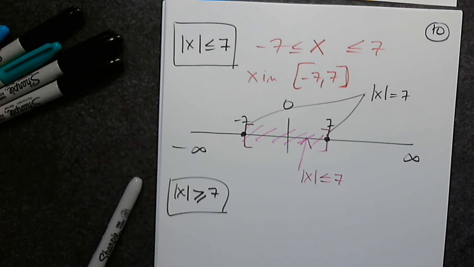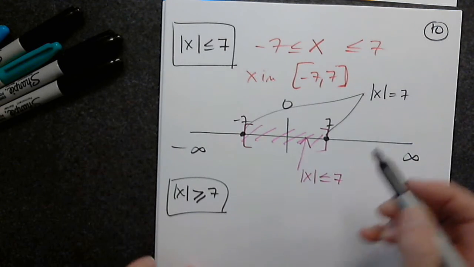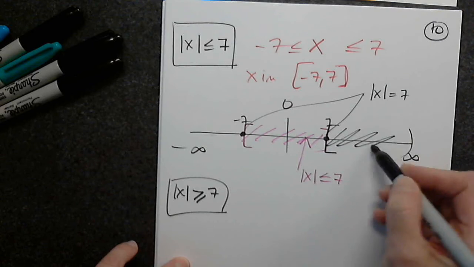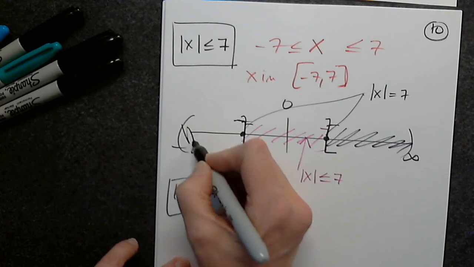So the first one was -7, 7, and in between. Now the last one says -7 or 7 and further away from 0 than 7 and -7. The first one says this, in between. The second one says this, which are two separate inequalities. They cannot be solved as a chain. So it means this side, and it means this side.